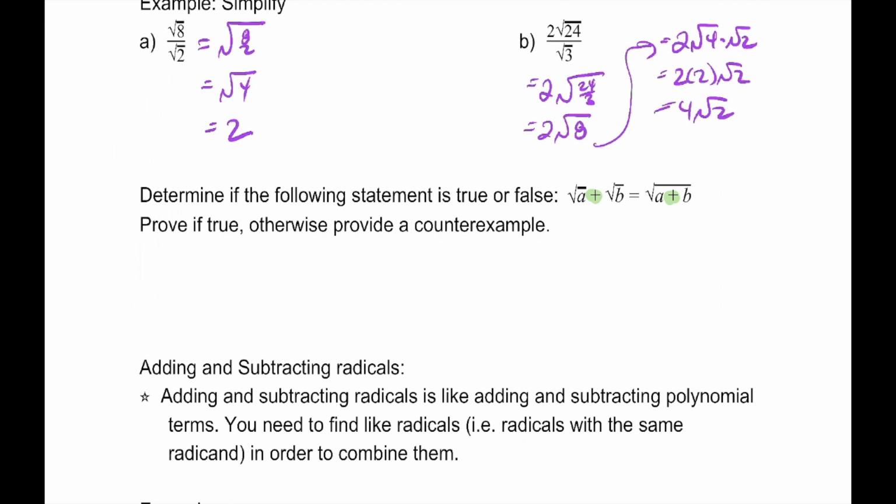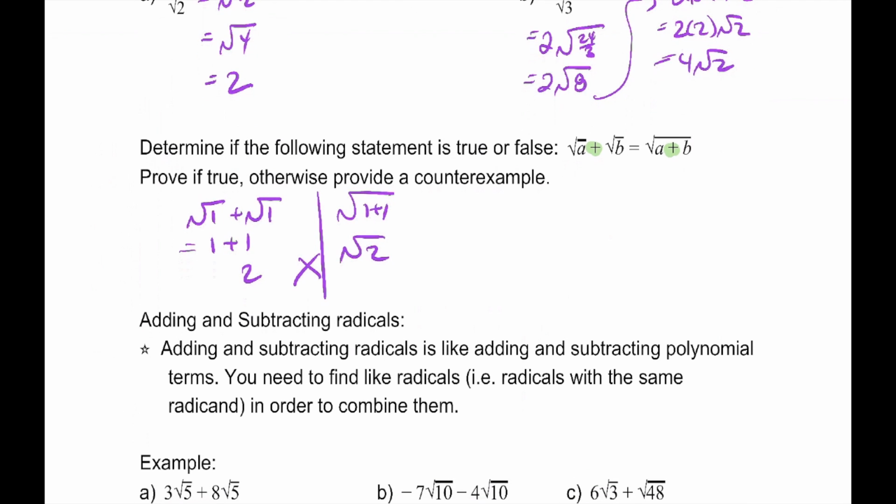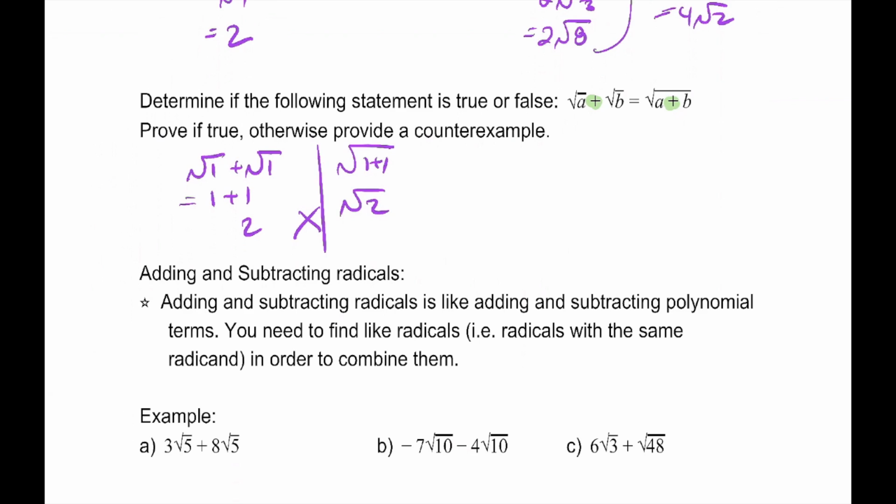A lot of things that we did with exponent laws in grade 10 and grade 9, adding and subtracting screws us up. So there's very little that we can actually do to simplify that. One example to prove that this is not true is letting a be 1 and b be 1. In this case, it's going to be 1 plus 1, which is 2, which is not equal to root 2. And I would argue that you could almost choose any values for a and b, and it will not work out.